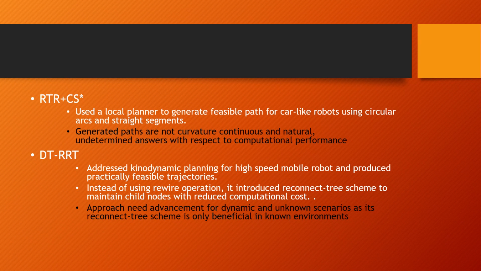RTR plus CS uses a global and local planner defined for car-like robots. The global planner is called rotate, translate, rotate, or RTR, for path generation. The local planner is C-sharp, CS, which is done by using circular arcs and straight segments. DTRRT manages two trees called state and workspace. The workspace explores the targeted environment without considering any physical constraint, whereas the state tree generates trajectories similar to Rewire and RRT star. This has a reconnect tree, maintains child nodes, and reduces computational cost. This scheme is positive in reducing space dimensionality, as it reduced the node rejection chances by applying kinodynamic constraints.